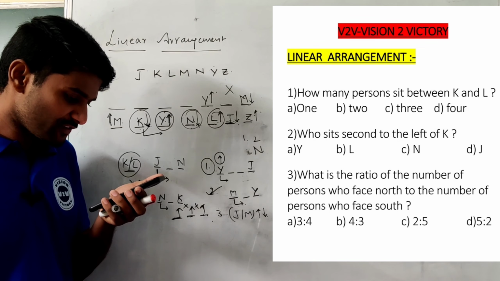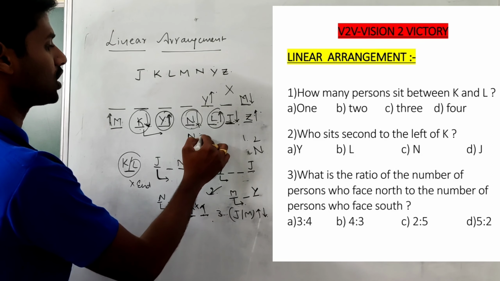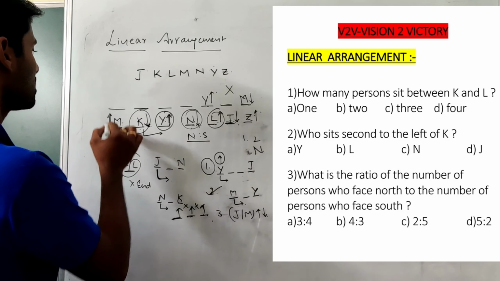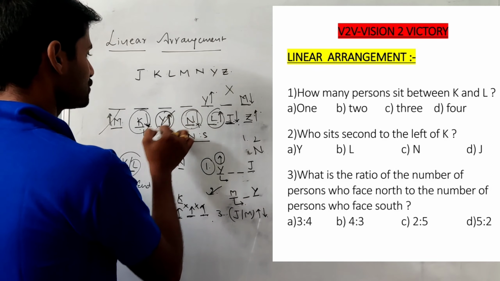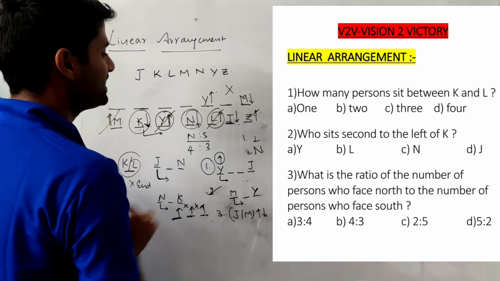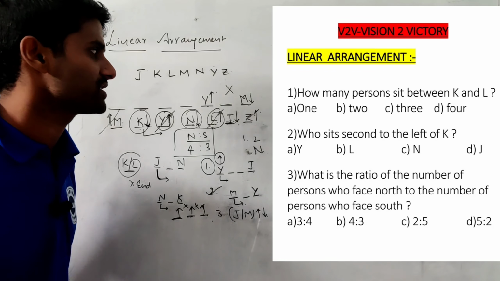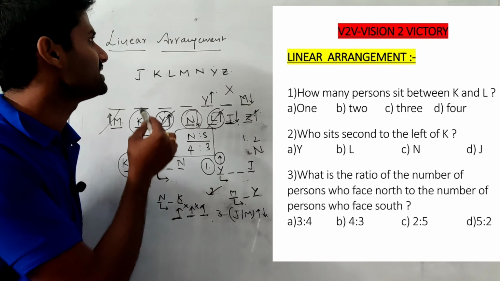Then, what is the ratio of the number of persons facing north to the number facing south? North means 1, 2, 3, 4. So north has 4 members, definitely south has 3 members. So the ratio between north facing and south facing is 4:3. These are the questions related to this particular arrangement.